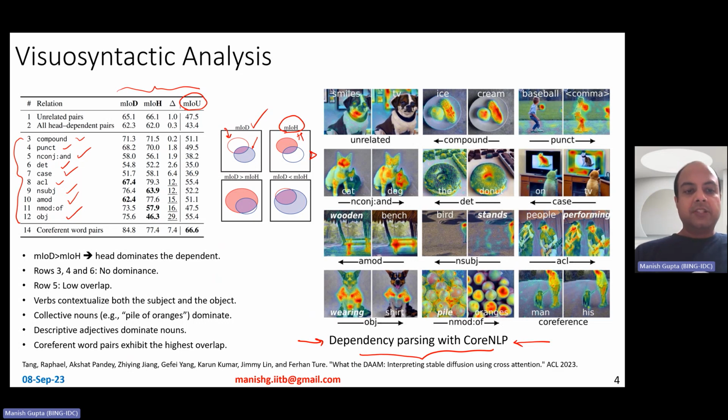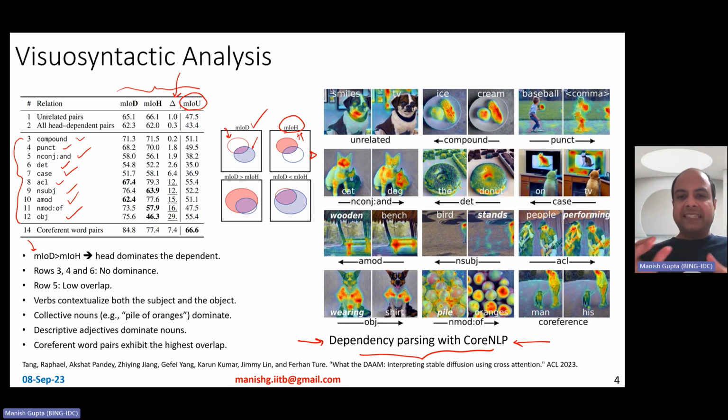And so what they did was to look at the difference between intersection over head and intersection over dependent, right? If intersection over dependent is greater than intersection over head, it sort of means that the head dominates the dependent in that sense, right? So in the semantic meaning which is expressed in the image. Okay.